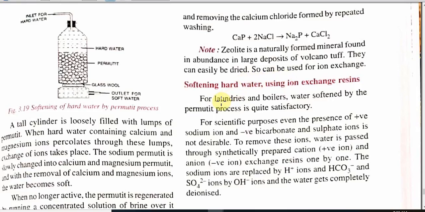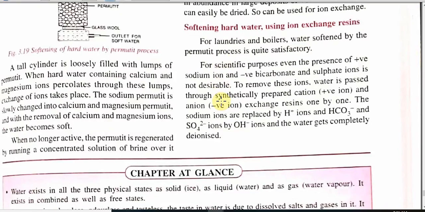Now, softening hard water using ion exchange resins for laundry and boilers. Water is softened by the permutit process, and it is quite satisfactory. It is less costly also.